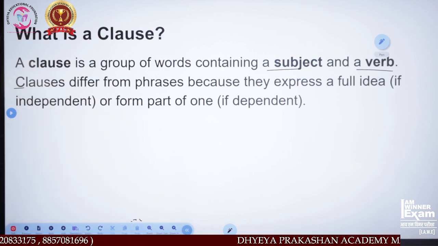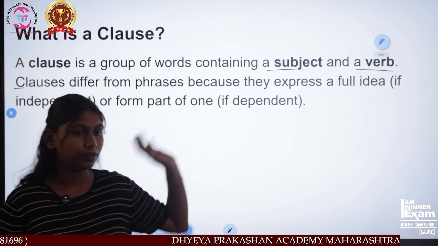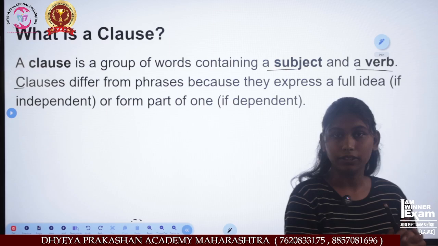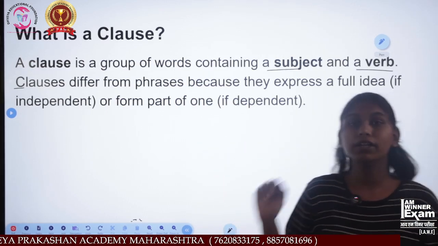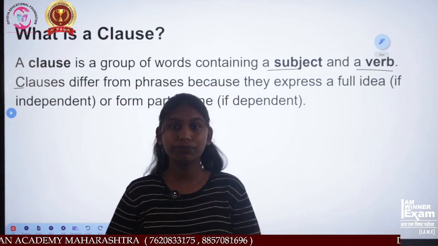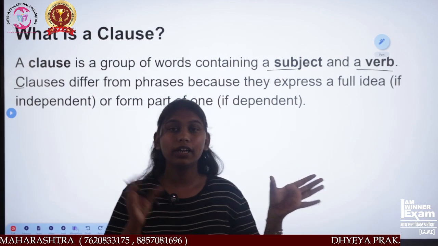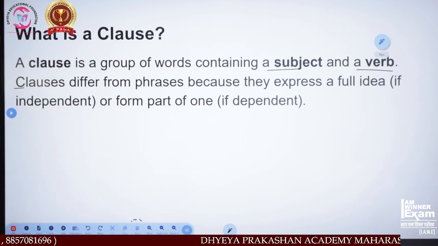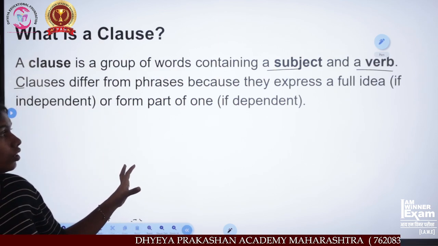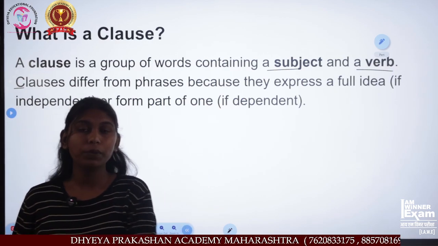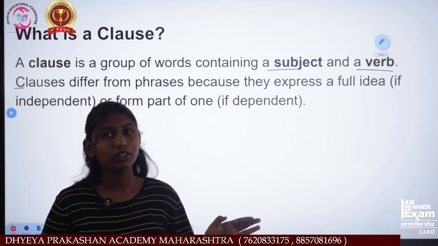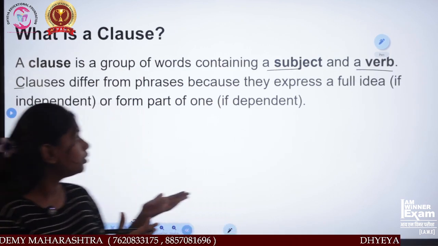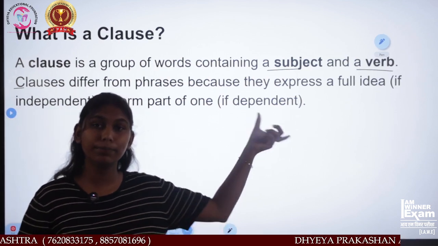A clause is independent if it can stand alone, or dependent if it forms a part of one. So basically there are two types of clauses: one is independent and one is dependent. This is what makes them differ from phrases. An independent clause is an action performed by someone that is not dependent on another, and if the action is dependent on another action, it is a dependent clause.